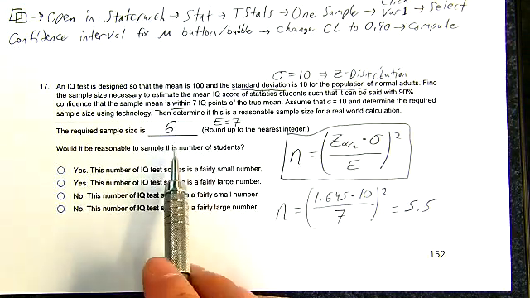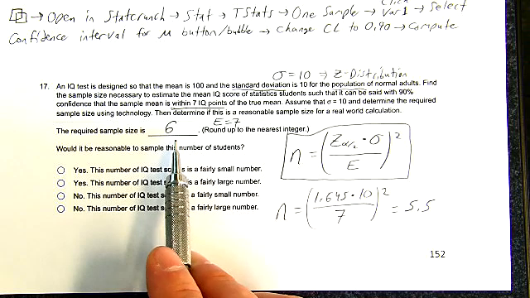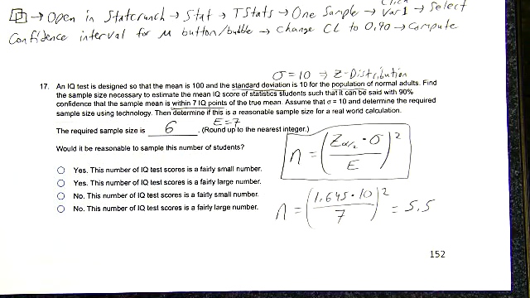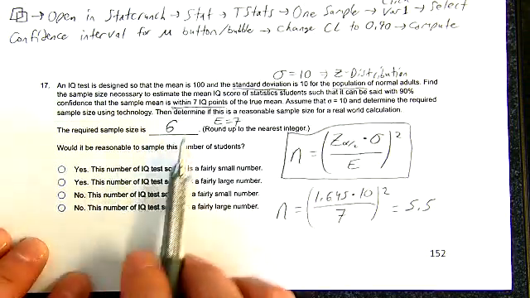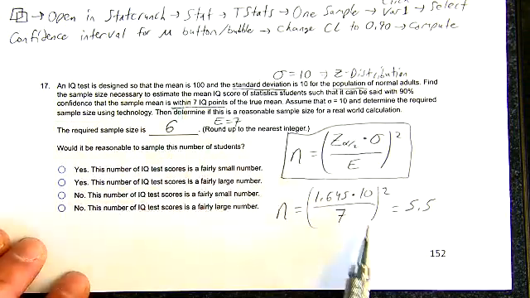Not a great example because 6 is so small you probably wouldn't want to use a Z distribution, but they've picked a large margin of error. So as the margin of error shrinks down to 2 or 1 or 0.5 or something, this number grows quite a bit actually. So you might get a huge number here. It just depends on what they have for your problem.